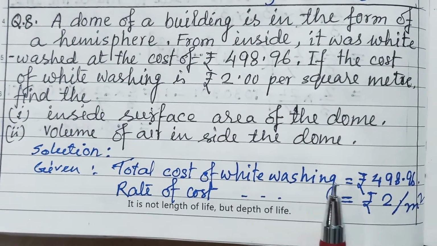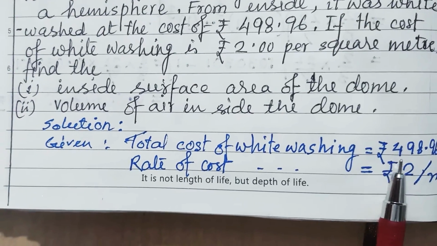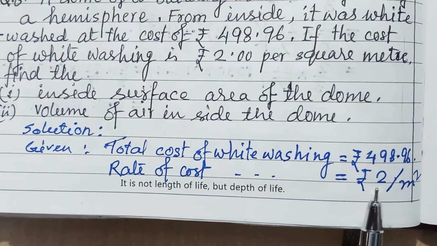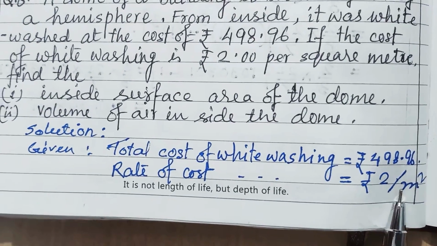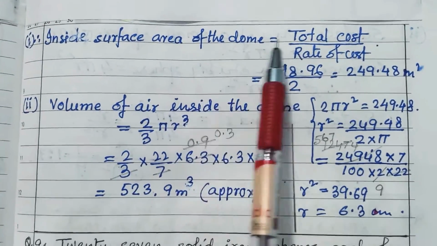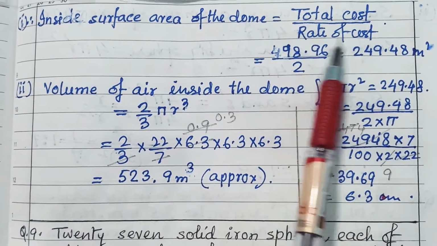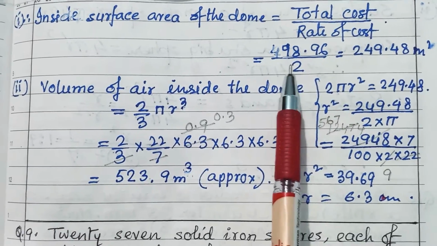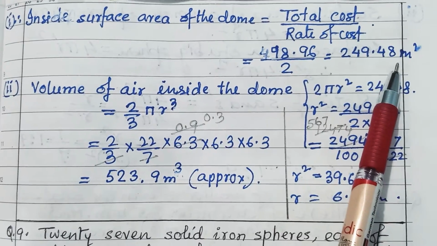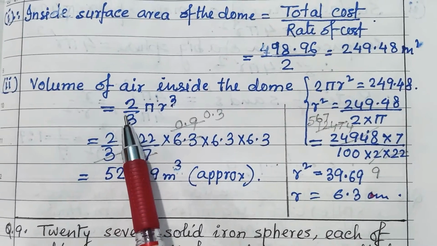Now total cost is given. Total cost of whitewashing is rupees 498.96 and rate of cost is rupees 2 per meter square. Inside surface area of the dome is equal to total cost upon rate of cost. It is the formula. So total cost upon rate of cost, by calculation, is 249.48 meter square.